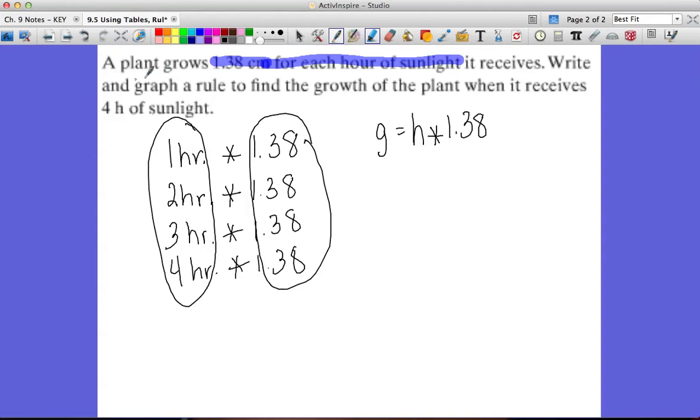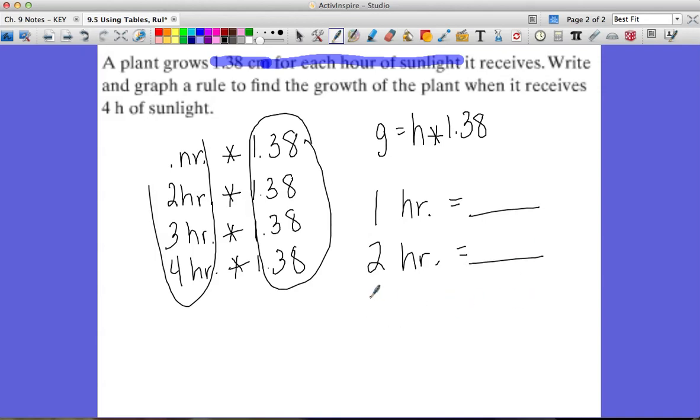So you have to be able to take information from a problem, create the rule, and now you have to create a table and a graph that can show me what the growth rate of this plant is going to look like. So in your notes, you need to make your table and you need to make your graph. When you post on Edmodo, I want you to post in 1 hour, it will be this tall. In 2 hours, it will be this tall. And I want you to do that all the way up to 4 hours.